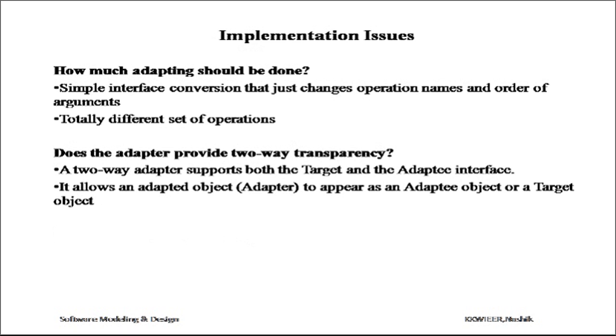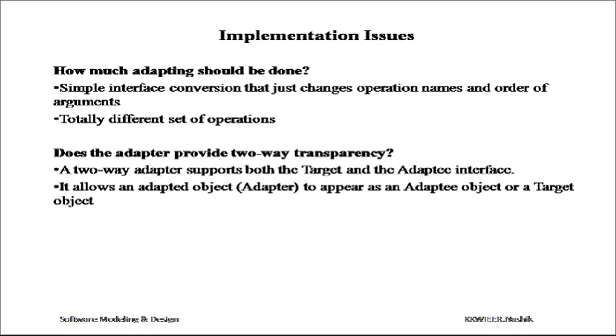There are certain implementation issues, like how much adapting should be done. Adapters vary in the amount of work they do to adapt the adaptee to the target interface. There is a spectrum of possible work, from simple interface conversion, for example changing the names of operations, to supporting an entirely different set of operations. The amount of work the adapter does depends upon how similar the target interface is to the adaptee.